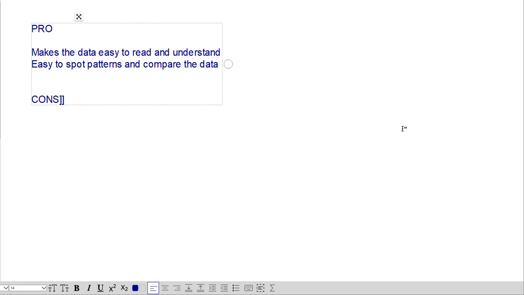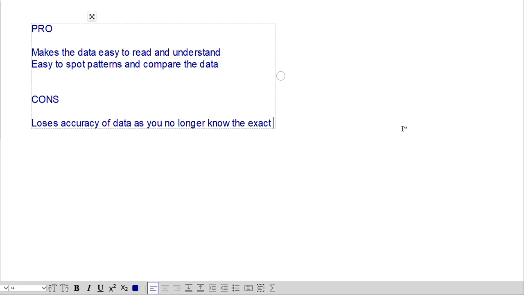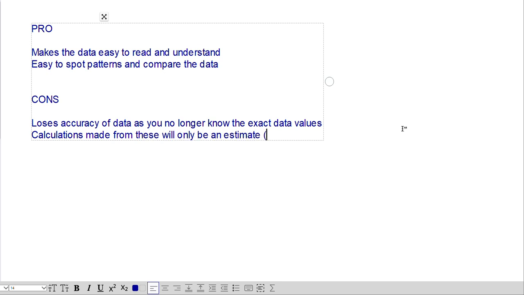Cons, however, you actually lose accuracy, and you lose the accuracy because you don't have the initial data. So you lose accuracy of the data as you no longer know the exact data values. This means that you have to start estimating when you're doing calculations from it, okay? So calculations made from these will only be an estimate. For example, the mean, okay?